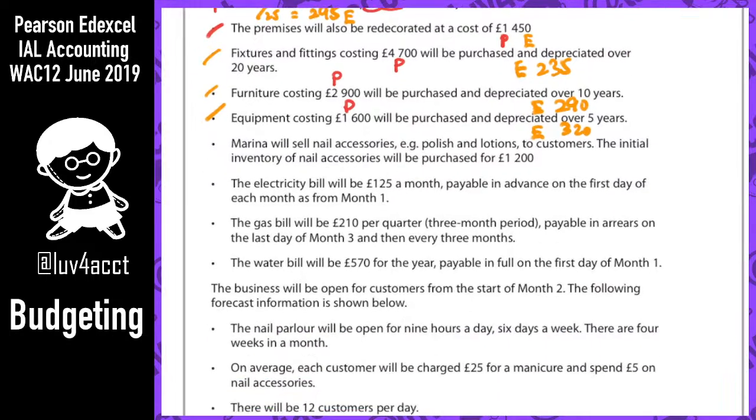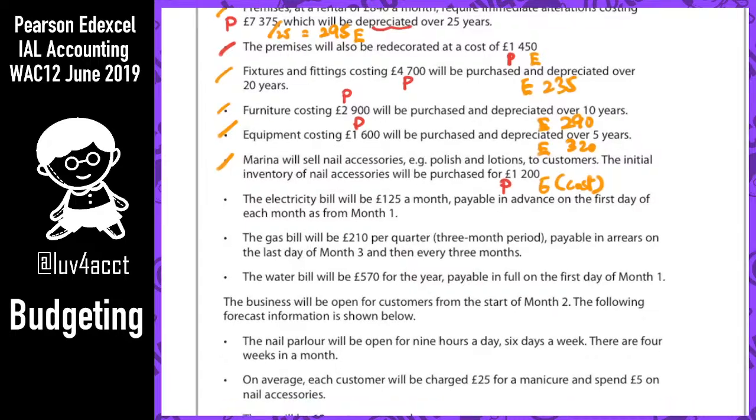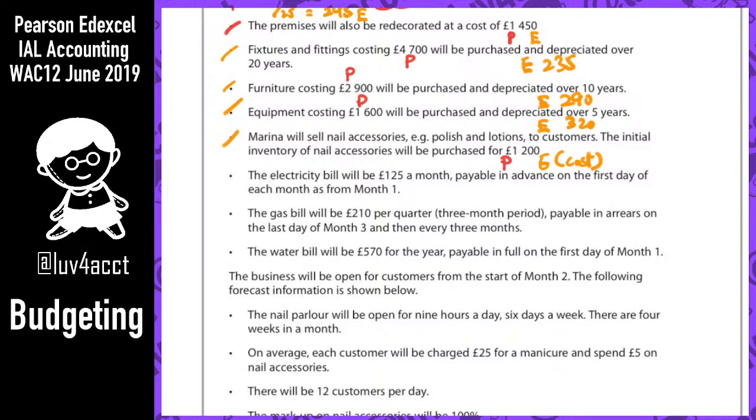Okay. Next one. Marina will sell nail accessories, polish and lotions to customers. The initial inventory of nail accessories will be purchased for 1,200. So this is a payment, as well as, okay, you can call it an expense, but to be exact, it will be a cost of sales. Okay, so this is part of the purchases. Okay, we'll see in later points that we have other purchases as well. But in the first month, we will purchase 1,200 of nail accessories.